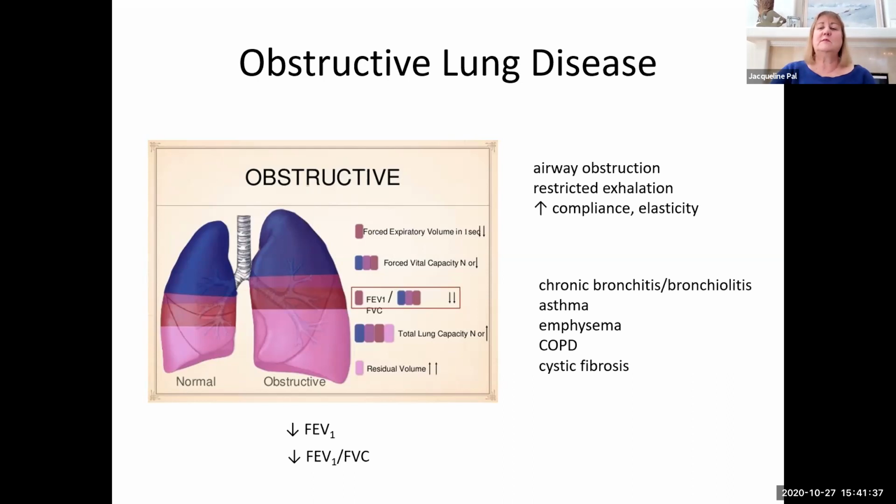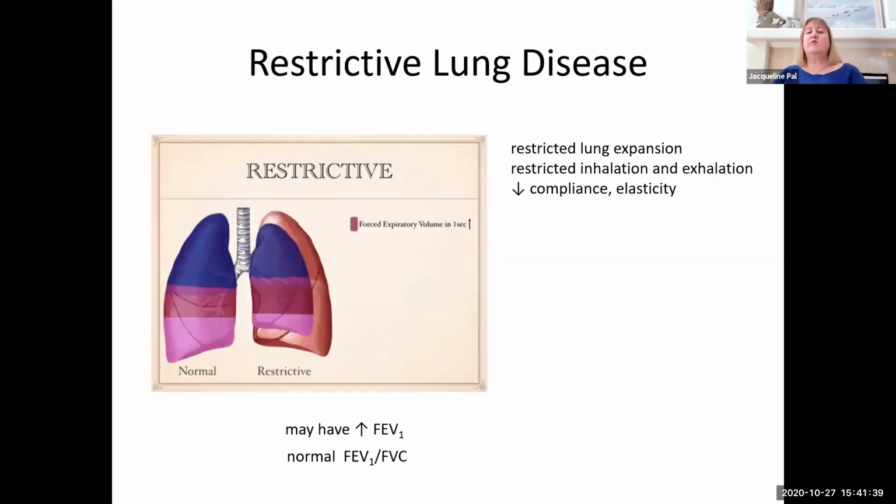Now, in contrast to obstructive lung diseases, we also have restrictive lung diseases. For these, what you'll notice looking at the same type of picture is that the affected lung is smaller than a normal lung. The lung expansion is what is being restricted. So we have a restriction on inhalation, and because we haven't inhaled, our exhalation values are going to be smaller than normal as well. And we really have lost our elasticity in the lung at this time.